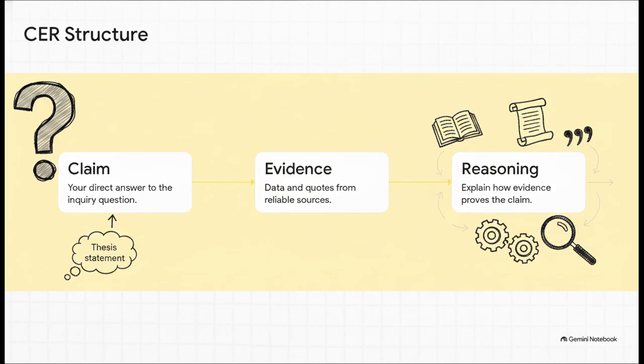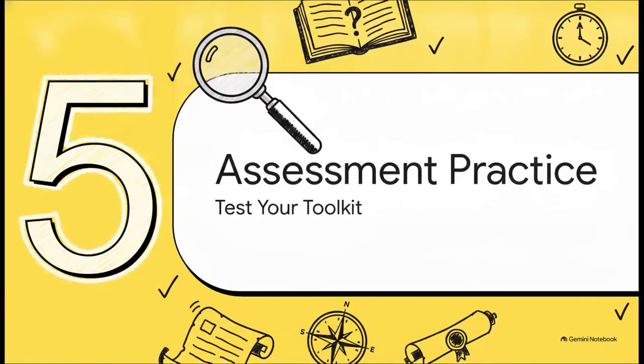Do not ever assume the evidence just speaks for itself. It doesn't. You have to clearly explain exactly how that piece of evidence proves your claim. If you can lock down this 3-step structure, your assessment responses are going to be incredibly strong. All right, final assessment practice. Let's test your historian toolkits and make sure you're ready to rock this.